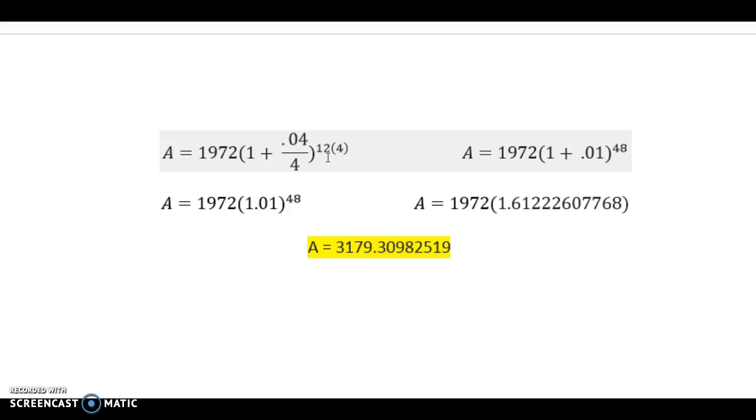And then start doing some reducing. So 12 times 4, the exponent is 48, and 0.04 divided by 4, you get 0.01. And I reduce further inside the parentheses by actually adding those numbers together. And now I can take that value and raise it to the 48th power. And you get a result here, and multiply that result by 1972. And you get your answer here, and it's the amount of money that will be in the account after 12 years has passed.